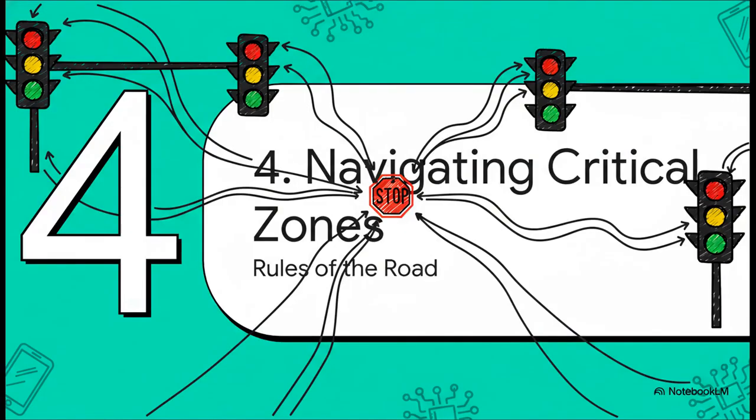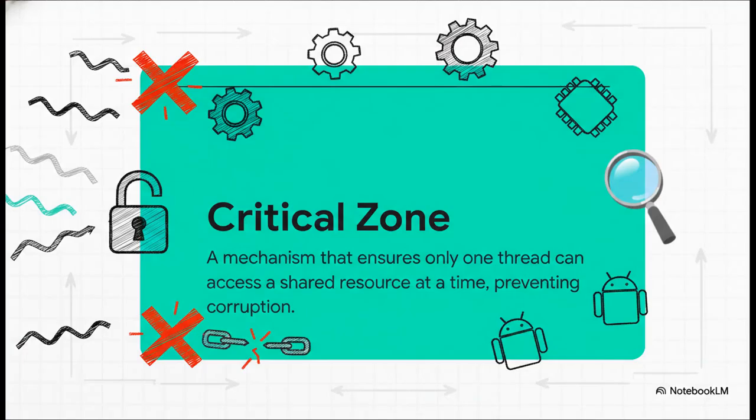Okay, highway is clear, cars are in good shape. Now for the last piece of the puzzle, the rules of the road. When you've got multiple threads running at the same time and they need to access the same data, you need some traffic lights. Otherwise, they're just going to crash into each other. These traffic lights are critical zones. You can think of a critical section as a one-person-at-a-time room. When one thread enters that room to work with some shared data, it locks the door. No other thread can get in until the first one is done and unlocks it.